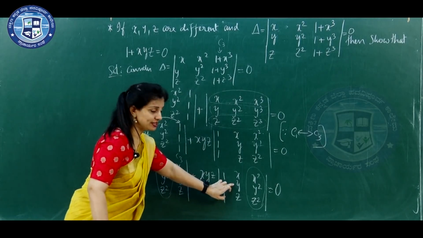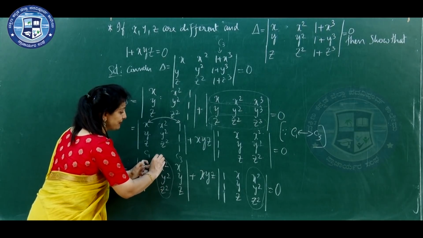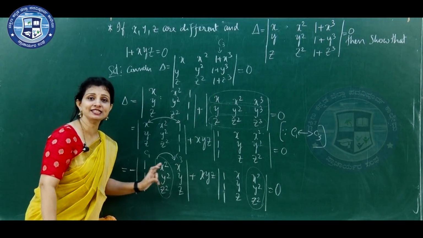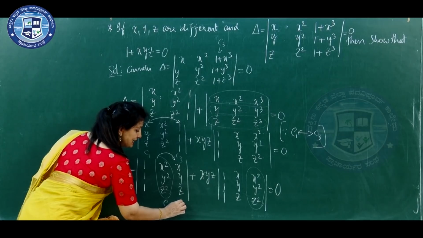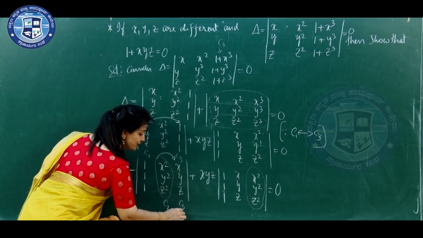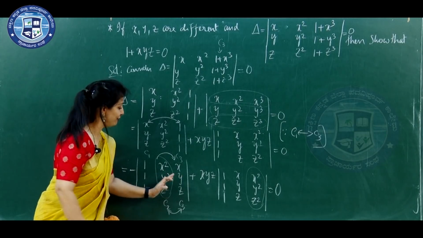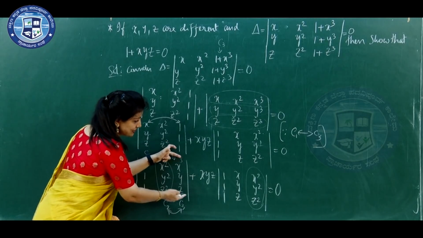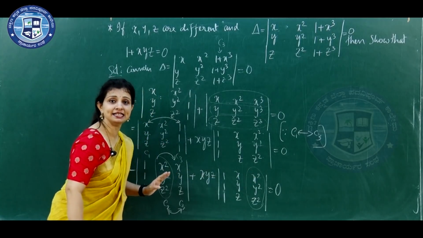So, to make these two determinants the same, x square, y square, z square should be brought to C3. Again, you need to interchange the two columns, C2 and C3. Interchanging C2 and C3, we bring x, y, z to the second column and x square, y square, z square to the third column, similar to the second determinant.